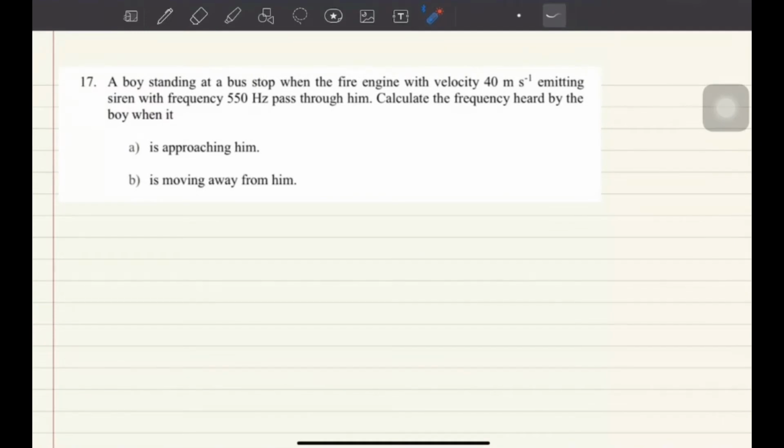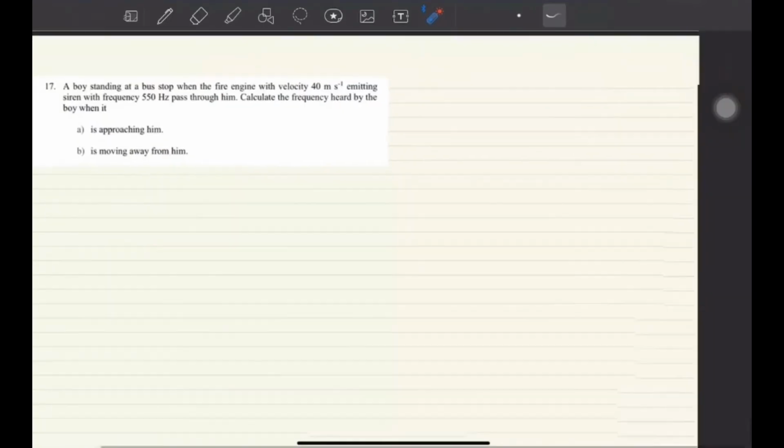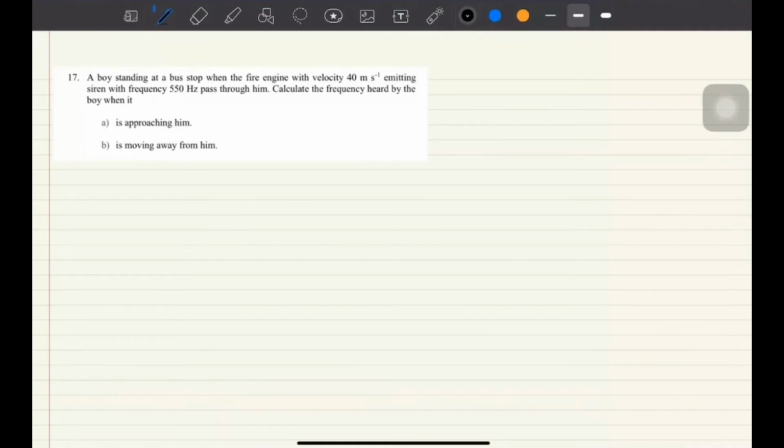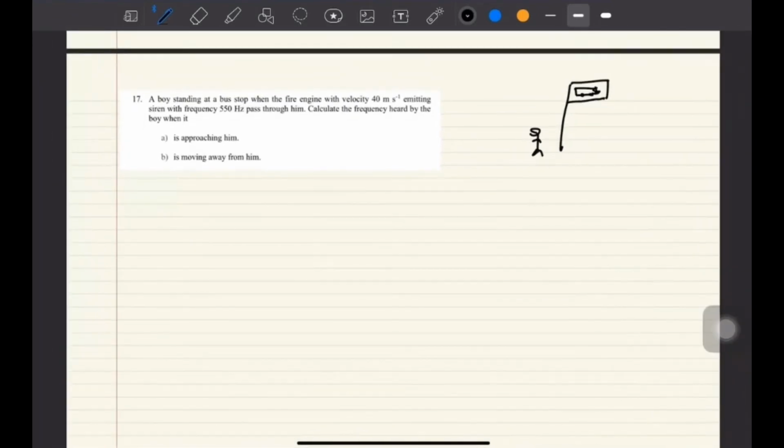Yes, sir. Okay, a boy is standing at the bus stop. I don't know why, since I was small I confuse bus stop with bus stand. So let's say you are at the bus stop, standing there. And it says when a fire engine with a velocity of 40 meters per second emitting a siren with frequency passes through him. Calculate the frequency heard by the boy when it is approaching him and when it is moving away from him.